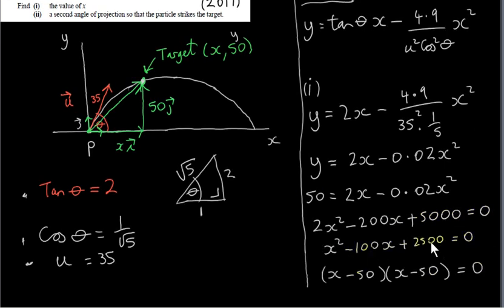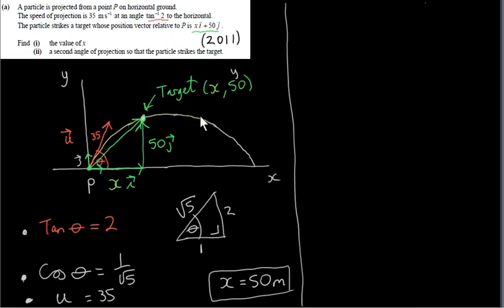So we can now get the factors of this quadratic equation. This quadratic equation can be written as (x minus 50) squared. So we put each factor in turn equal to 0. Well, both factors are the same, of course, so we get x equals 50.